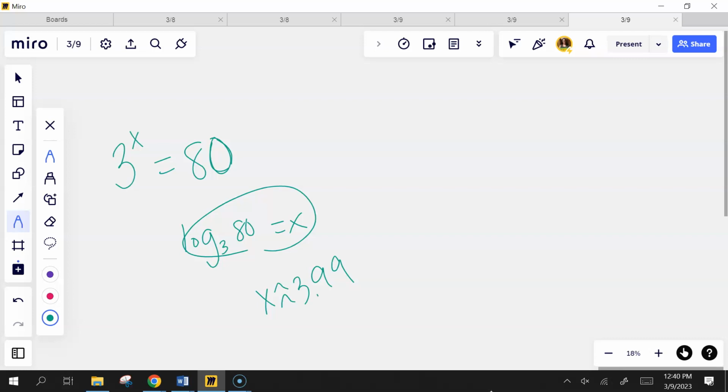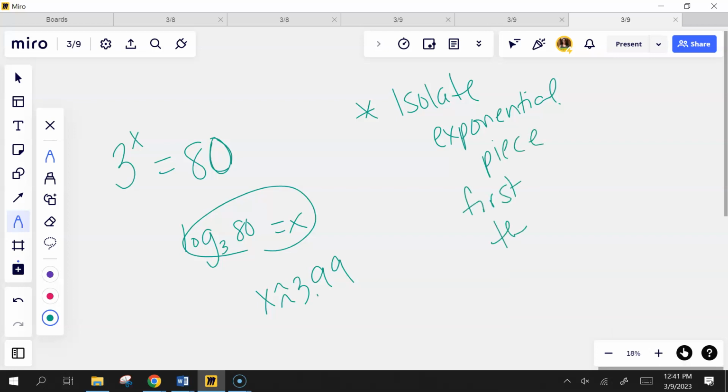3.99 there. Okay. Now, it could be that there's multiple things. Always, always, always, before you do any of this, isolate. What does isolate mean? Get it by itself. Isolate the exponential piece first. This is why we combine this. Approximately. Yep. But you got to isolate it first.